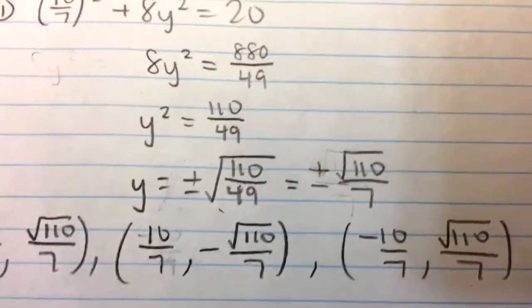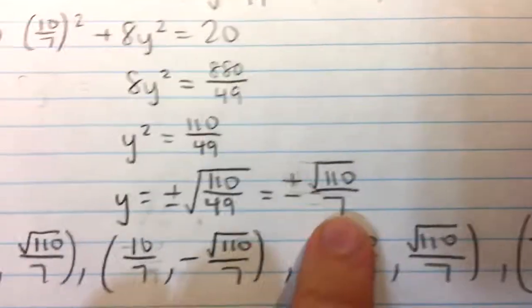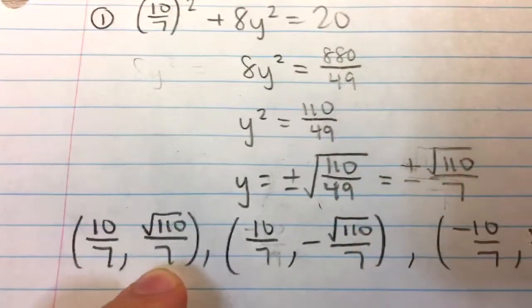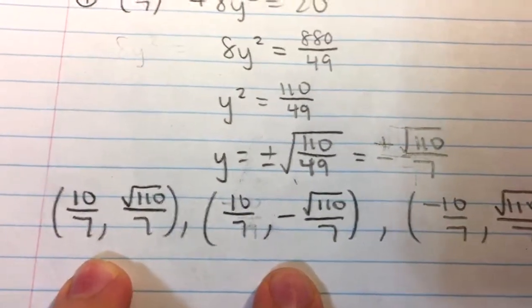And so what this means is that for x equals 10 over 7, there are two solutions: square root of 110 over 7 and negative square root of 110 over 7. Those are the first two solutions. And there are two more solutions if x is negative 10 over 7.